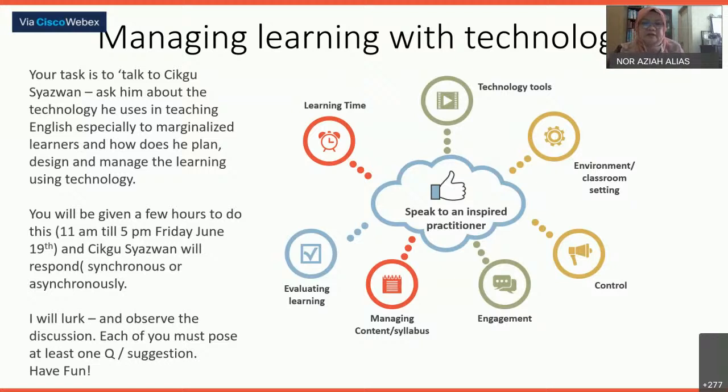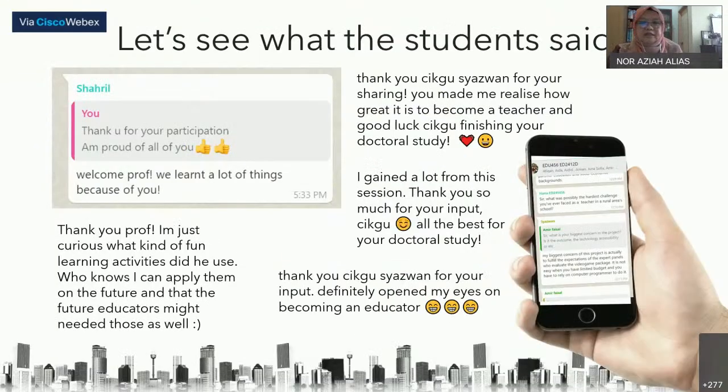So the students had fun, I think, inshallah. They were thanking Chazwan for the sharing. "You made me realize how great it is to become a teacher. Good luck, Cikgu, finishing your doctoral study." They know Chazwan is doing his PhD. "I gained a lot. Thank you so much, Cikgu, for your input. Definitely opened my eyes on becoming an educator." One of them also thanked me and said, "I'm just curious what kind of fun learning activities he used. Who knows, I can apply them in the future, and future educators might need those as well, right?"